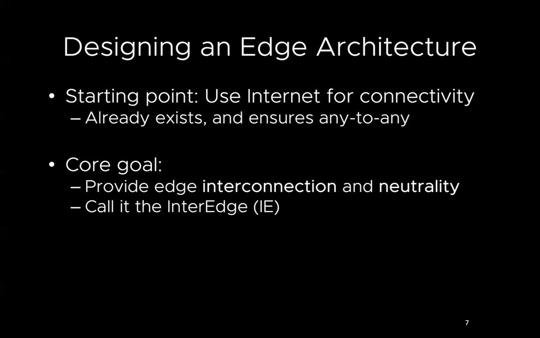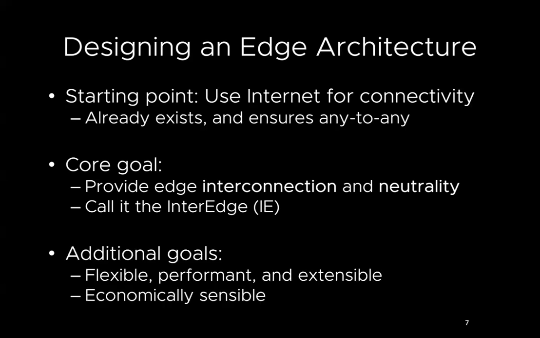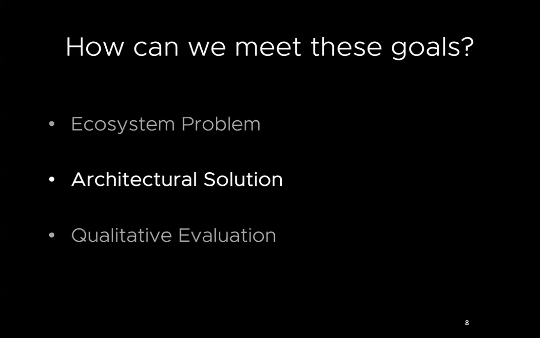And for convenience at this point, I'll just use ESP to mean both ESPs and UFNs, so my tongue doesn't get so twisted. In addition, we have many secondary goals. The design should be flexible, performant, and extensible, and it should also make economic sense. So how can we meet these goals?